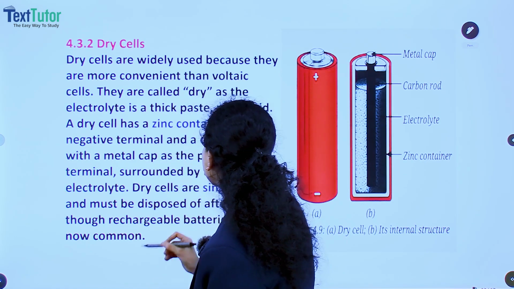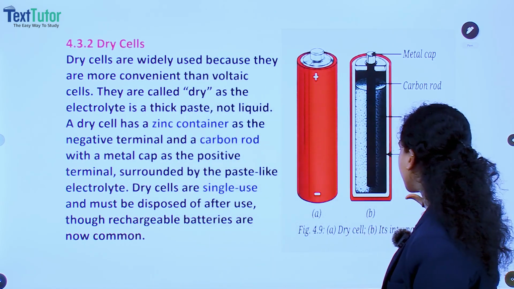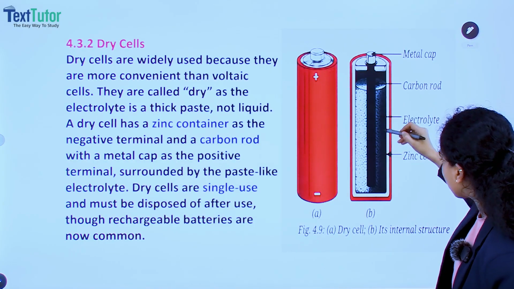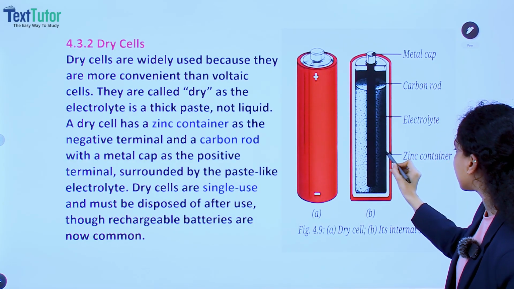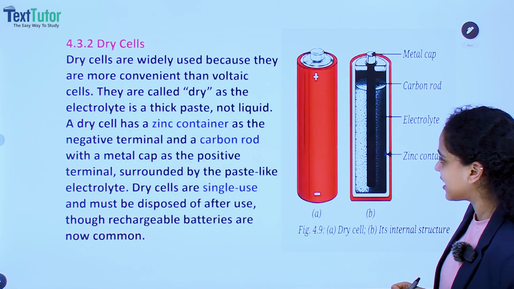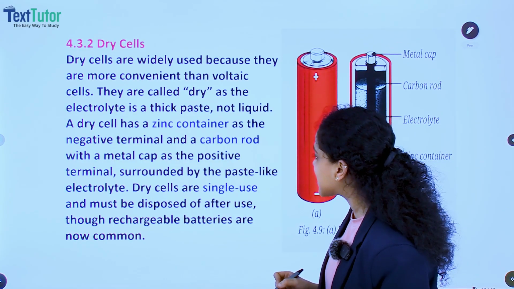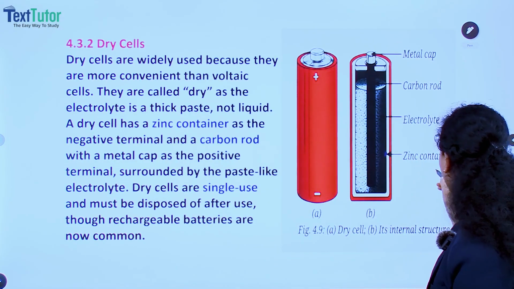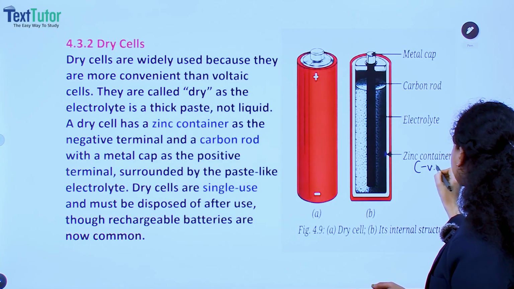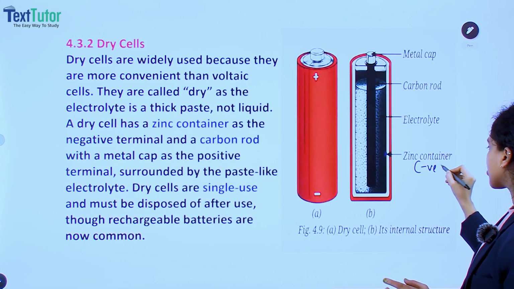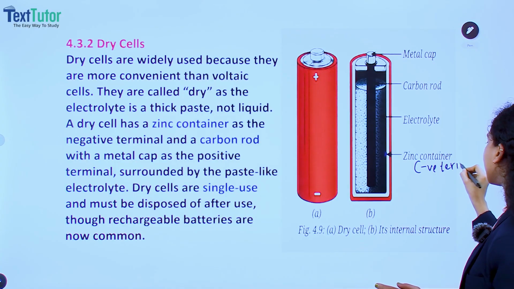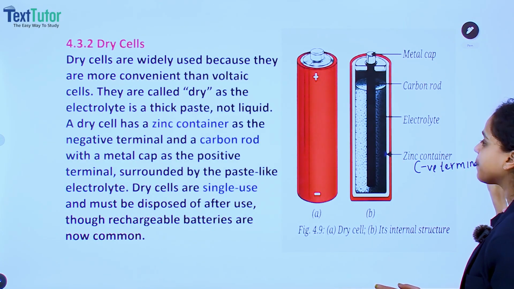A dry cell has a zinc container. This is the arrangement of a dry cell, which has a zinc container. As the negative terminal, the zinc container is the negative terminal. Important. Which is the negative terminal? The zinc container is the negative terminal.